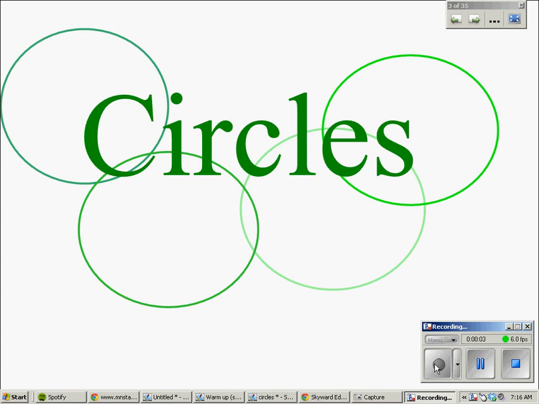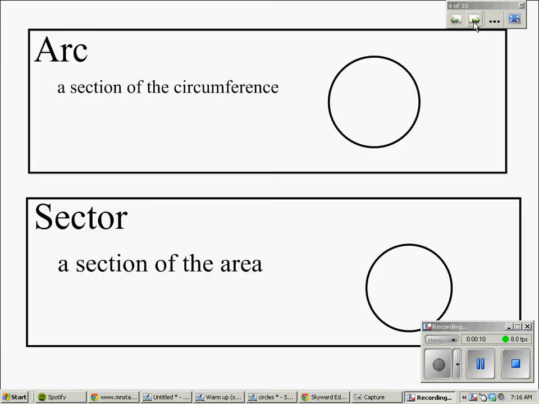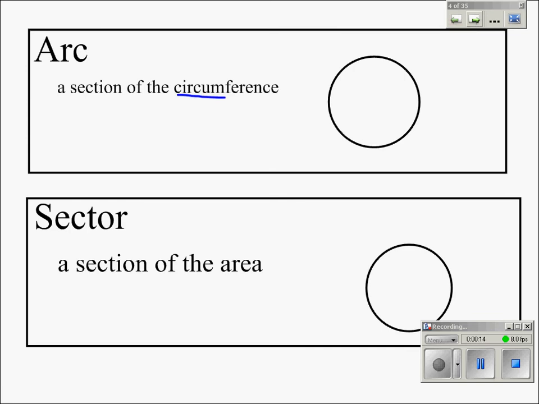Alright, today we're going to learn about circles. We're going to be talking about arc length and sector. So let's look at what those words even mean to start. Alright, the arc length is the section of the circumference.